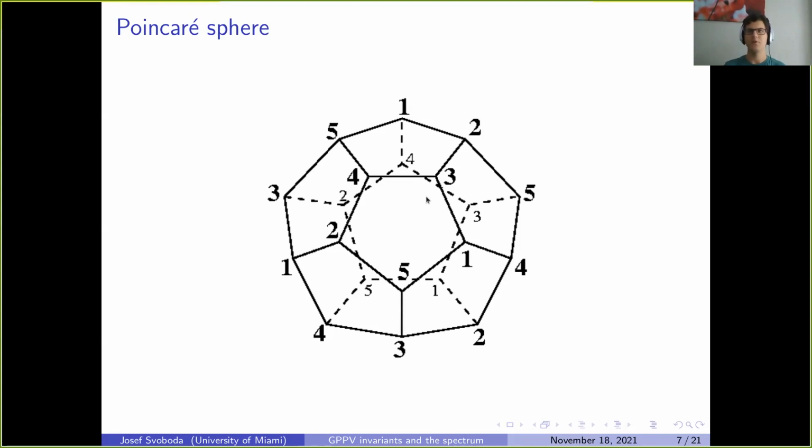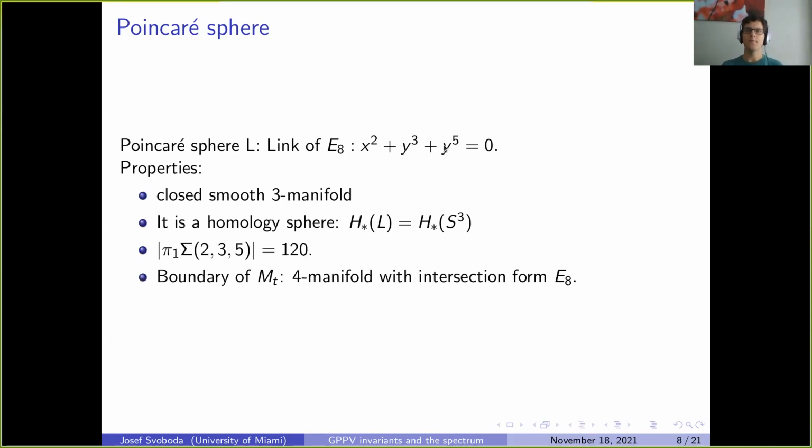So if you are a topologist, you can try to imagine it in this way. But for us, it is just the link of the singularity. Again, there should be Z5 here. So something about the Poincare sphere, because this is kind of the model example of what's going on next. So it's a closed smooth three-manifold, and it is a homology sphere. So this was the invention of Poincare, that if you compute the homology of this three-manifold, it is just the homology of the three-sphere.